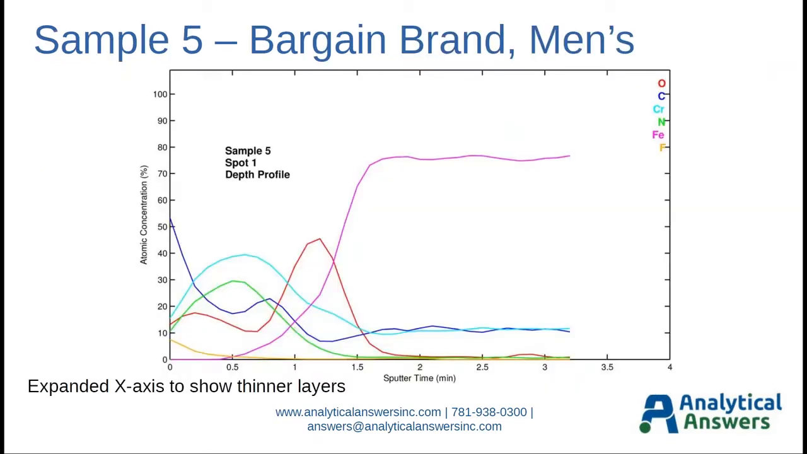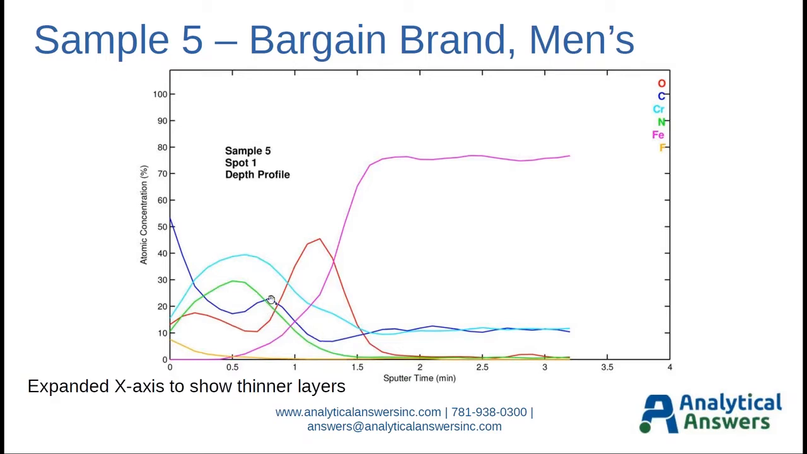So now I'm just going to quickly go through the remaining 4 samples. All of these had very thin coating, so except for the last one, they're all shown at the expanded scale. So this is the Bargain Brands blade, men's, and this is one that you might have expected to not have a thick coating on it, but actually it has a chromium layer that took over 1.5 minutes to sputter through, and just like the double-edged razor, the top surface was nitride, and the bottom interfacial region was oxide. So it also had that chrome nitride, chrome oxide stack up.